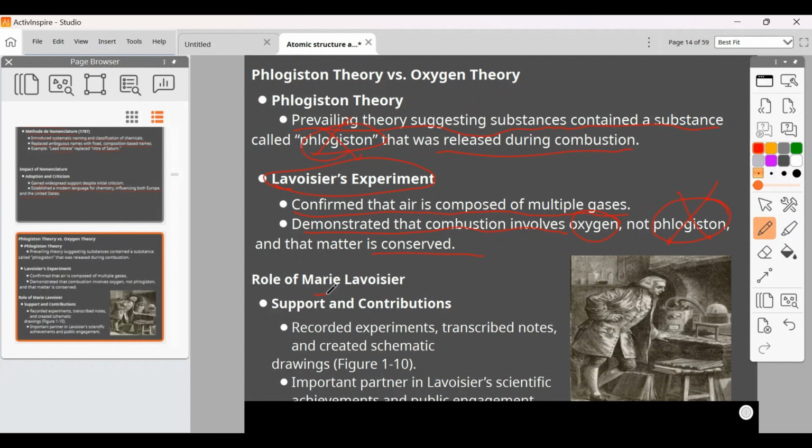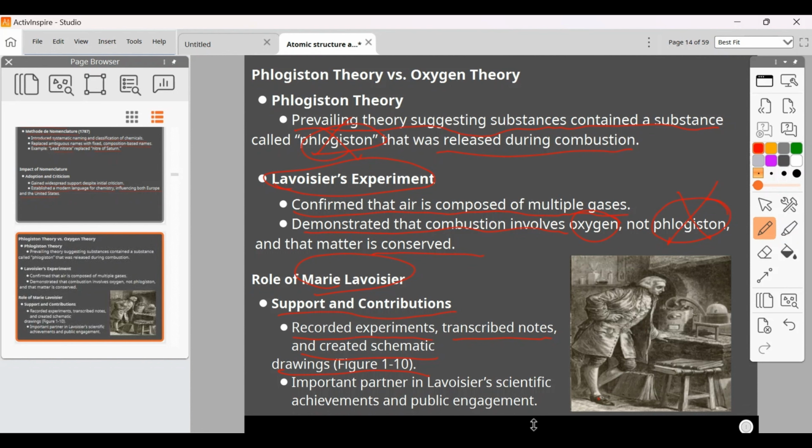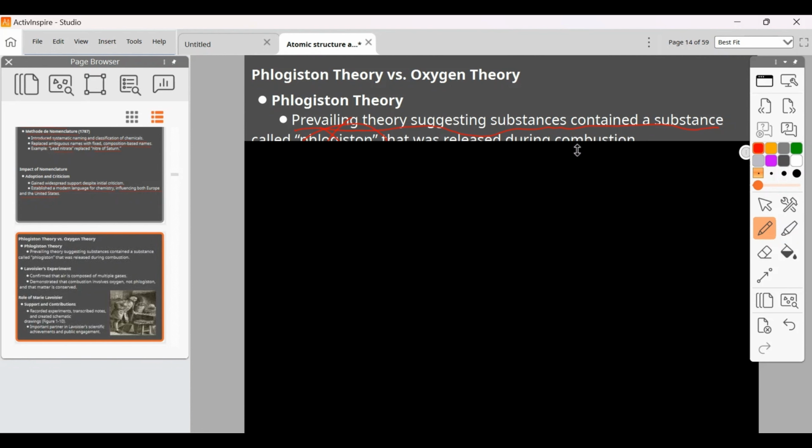Marie Lavoisier, the wife of Lavoisier, supported and contributed to his experiments. She recorded the experiments, transcribed notes, and created schematic drawings. She was an important partner in Lavoisier's scientific achievements and public engagement.